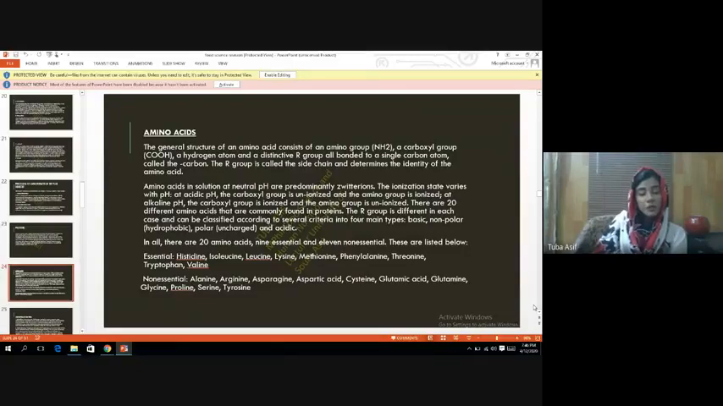Essential amino acids are the ones your body cannot synthesize on its own. They must be provided by your diet, and they form the complete protein. The non-essential amino acids are the ones your body can synthesize from the essential amino acids, and they are usually from plant sources, whereas essential amino acids are usually from animal sources.